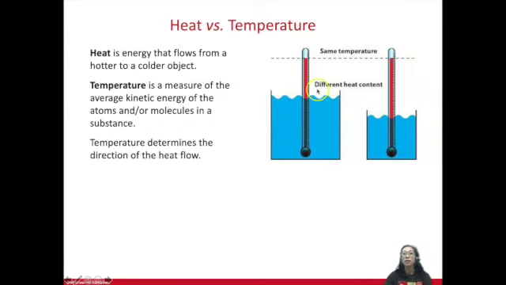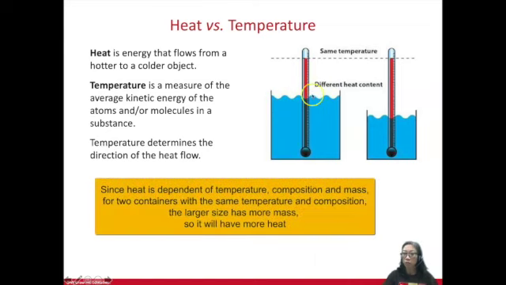However, why is this different heat? Because heat is based on the size of an object as well as the temperature and the composition. So they have the same temperature, they have the same composition because they're both water, but this is more volume, more mass, more water, and so this has more heat as a result.